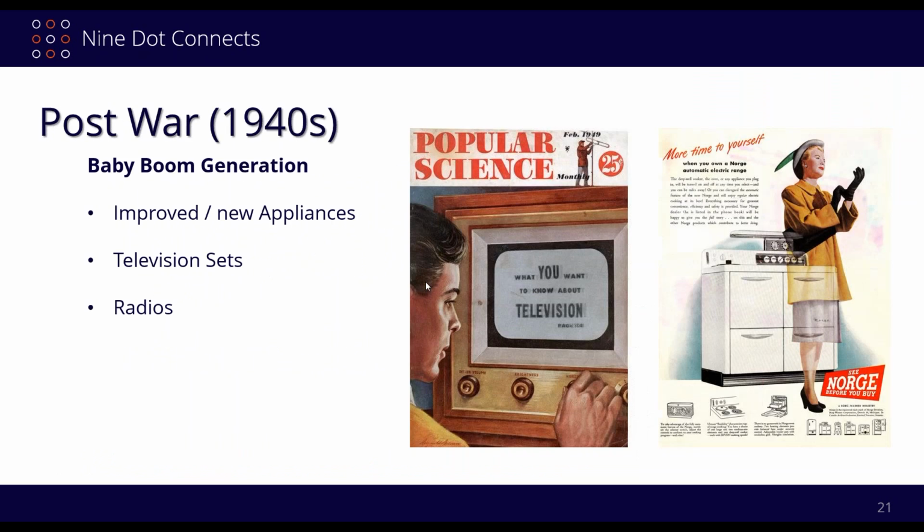Okay, let's get into the post-war 1940s. So what are we seeing? The baby boom generation, so all U.S. servicemen, they're coming back from the war. They're trying to start their families. They're having a lot of children. That's why we call it the baby boom generation.